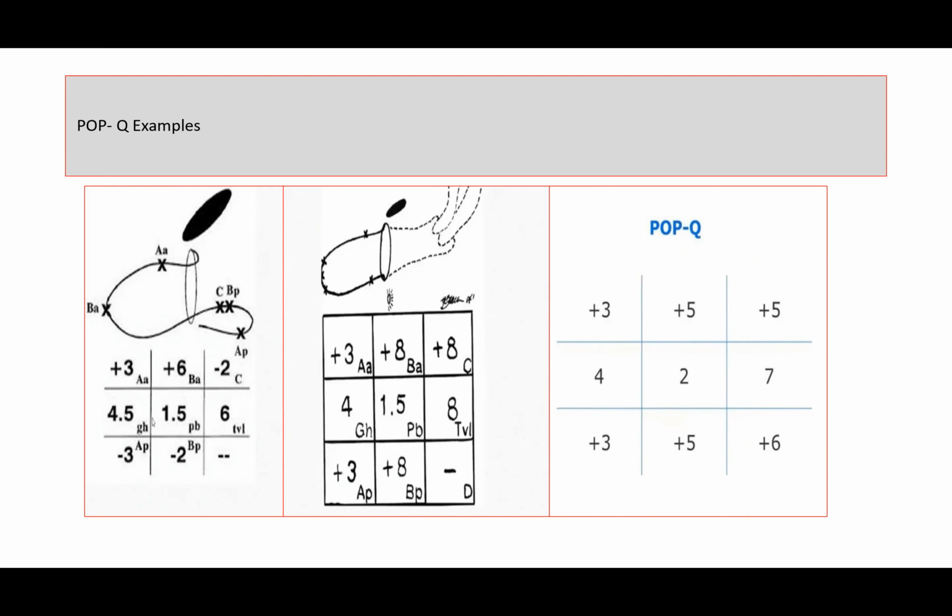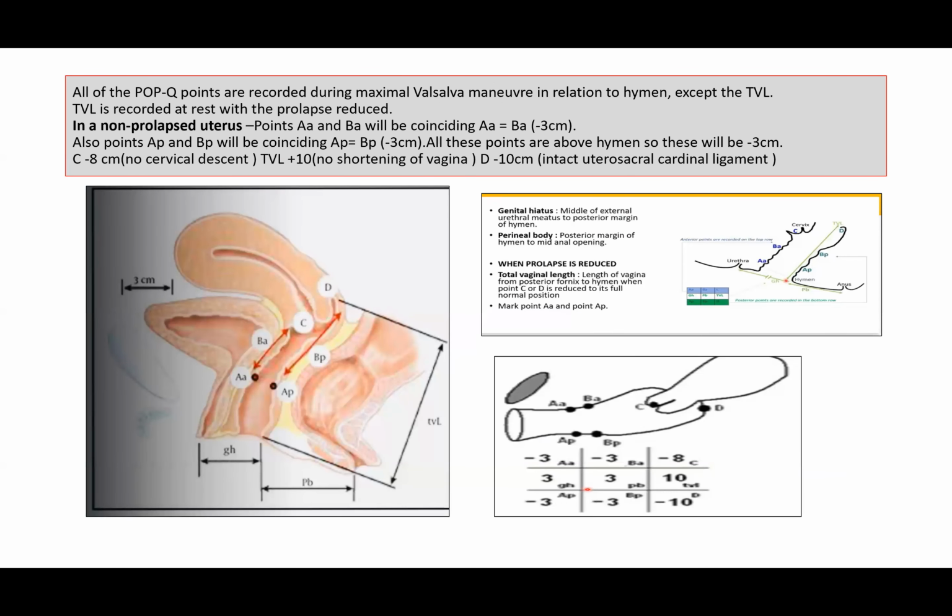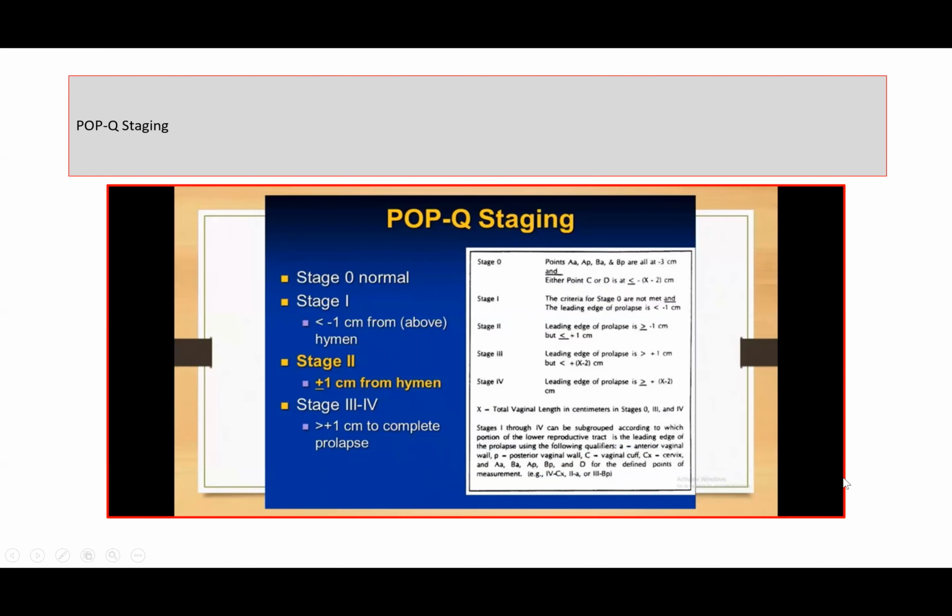So to quantify, we have to remember a few things. That the normal grid, we have to remember all these values. That in a non-prolapsed uterus, these values AA, BA, AP, BP, these are all minus 3 centimeters. And C is TVL minus 2, which is minus 8 centimeters, TVL is 10, and D, that is the posterior fornix, is minus 10. And then how we are going to stage the prolapse. So for that, we have to remember this staging.